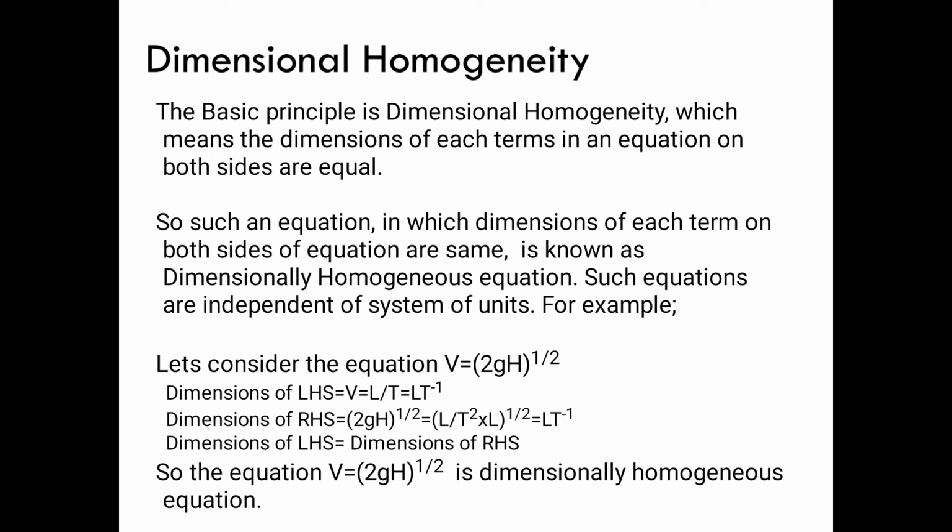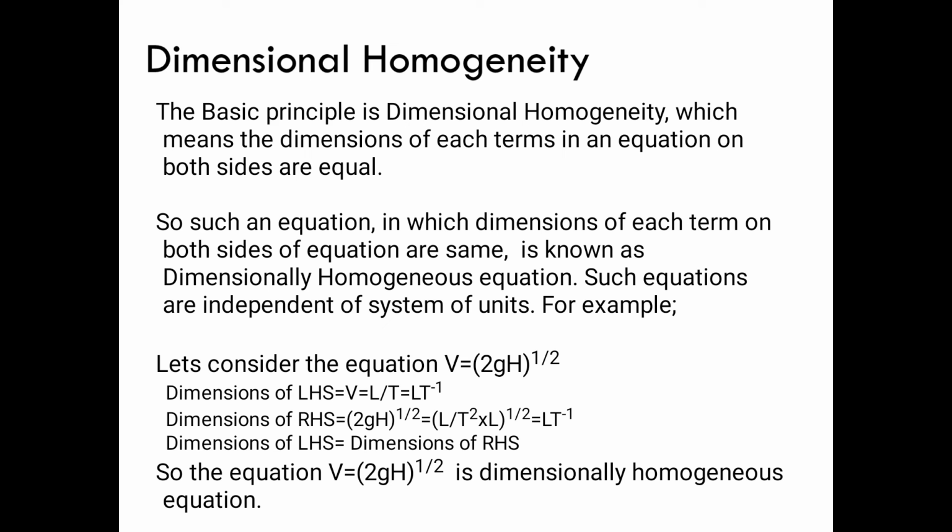Dimensional homogeneity. Dimensional homogeneity means the dimensions of each term in an equation on both sides are equal. Thus, if the dimensions of each term on both sides of an equation are the same, the equation is known as a dimensionally homogeneous equation. The powers of fundamental dimensions, that is L, M, T, on both sides of the equation will be identical for a dimensionally homogeneous equation. Such equations are independent of systems of units.